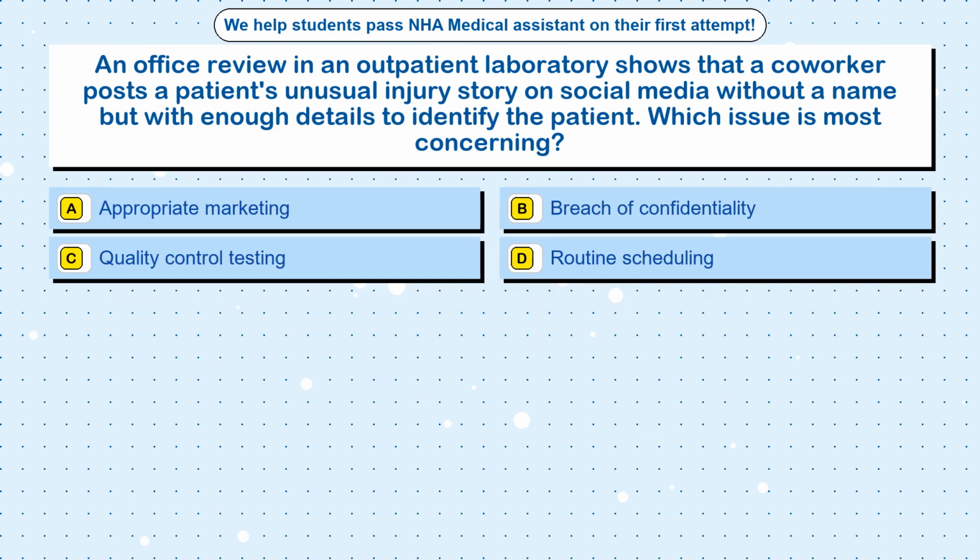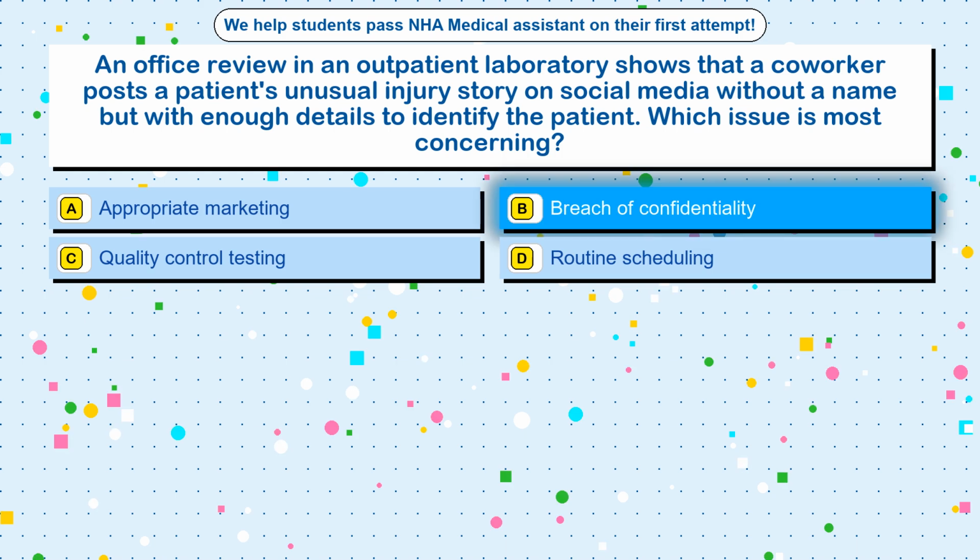Question 54. An office review in an outpatient laboratory shows that a coworker posts a patient's unusual injury story on social media without a name but with enough details to identify the patient. Which issue is most concerning? Option A, appropriate marketing. Option B, breach of confidentiality. Option C, quality control testing. Option D, routine scheduling. The correct answer is option B, breach of confidentiality.